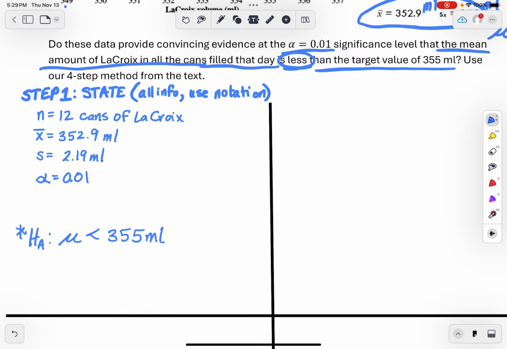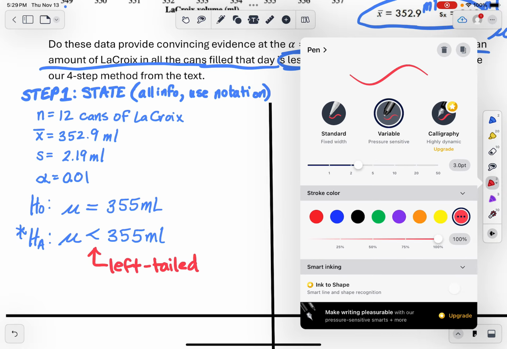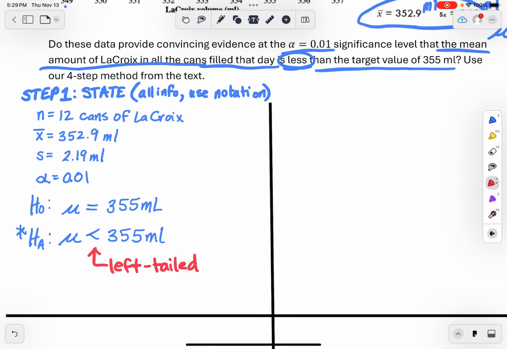Now I need my null hypothesis. The null has to have equality, so I'm going to have mu equal to 355 milliliters there. Some other things that are very important to note: in this case, we've got a left-tailed test. That's good to know, the direction of the test. All of my alpha and all of my p-value is going to go on the left-hand side.